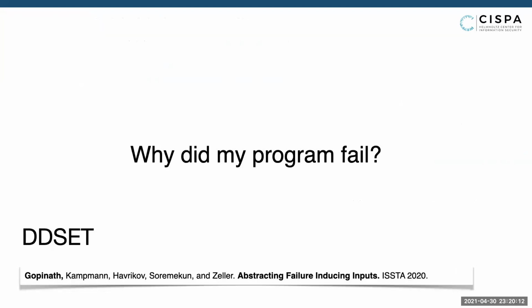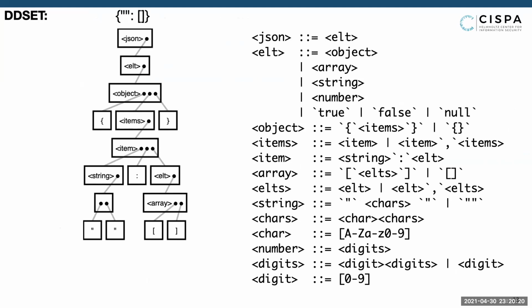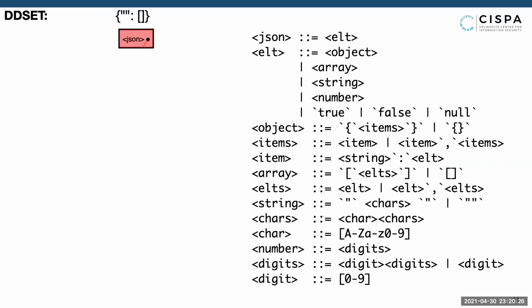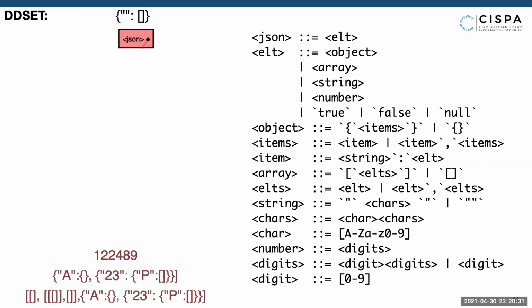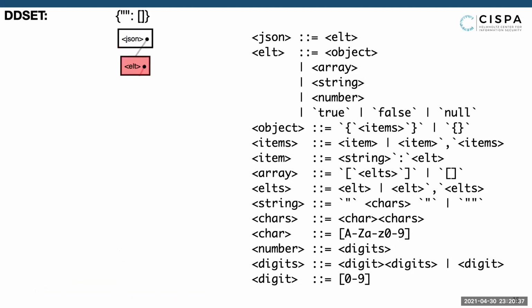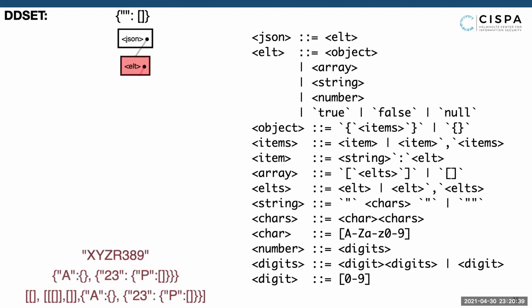The next question is, what actually caused the failure? This was tackled in our ISSTA paper on DDSET. With DDSET, the idea is again simple. We start with a parse tree of the input. Then we look for parts of the parse tree that can be replaced with random values of the same kind. For example, the node JSON cannot be replaced with random values. Same with ELT and same with object.